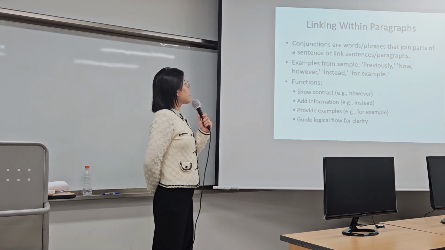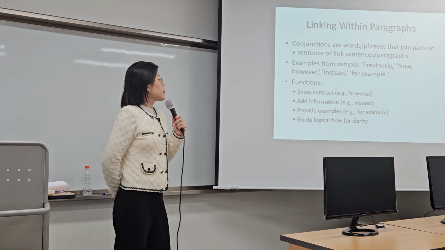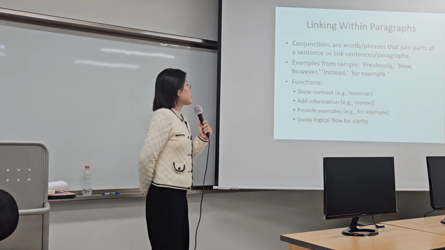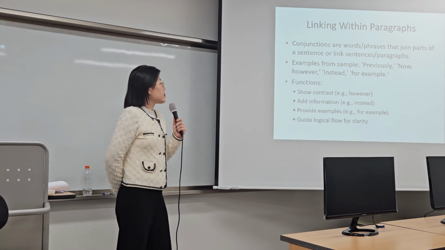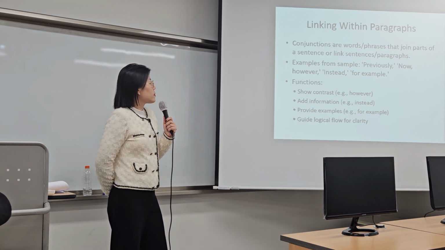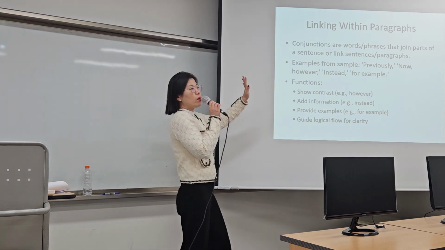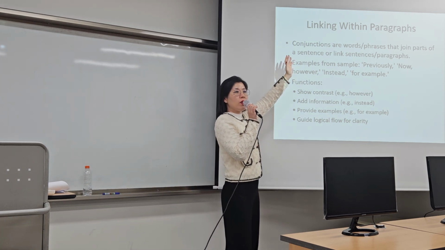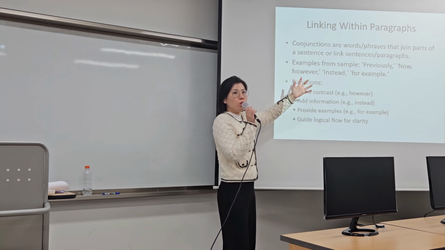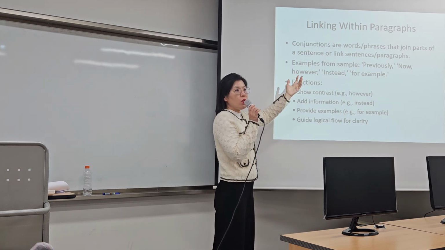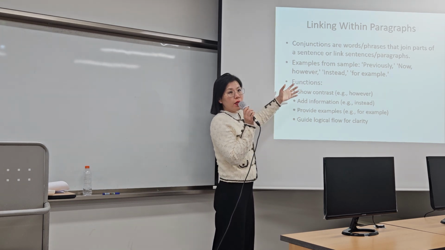Conjunctions are words, phrases that join parts of a sentence or link sentences, paragraphs. Examples from sample: previously, now, however, instead, for example. Functions: show contrast, for example, however; add information, instead; provide examples, for example; guide logical flow for clarity. Right, so in order to link the sentences within the paragraph and to give the logical flow within the paragraphs, you have to be able to use the conjunctions very well. So these are some of the examples, but a lot more.